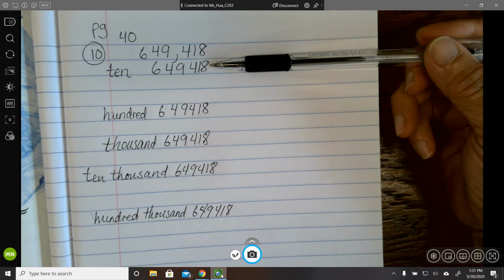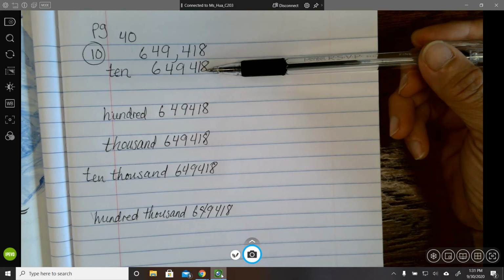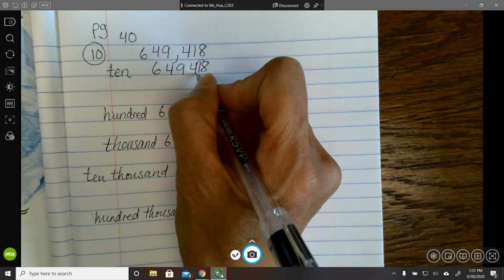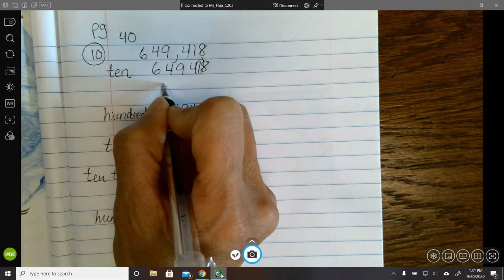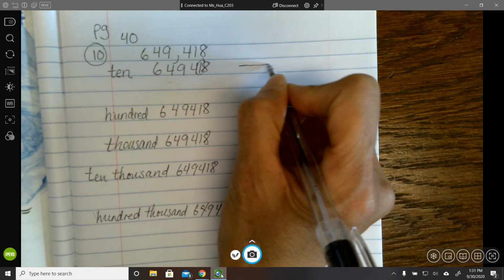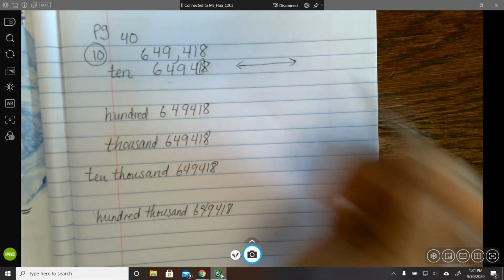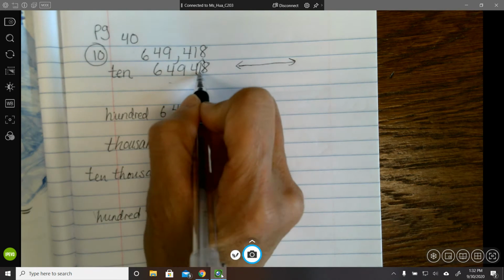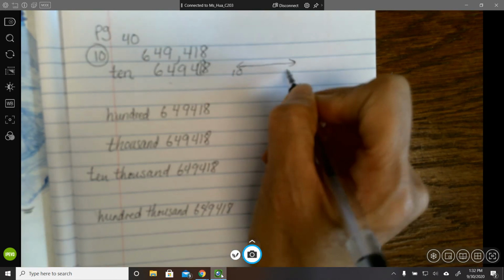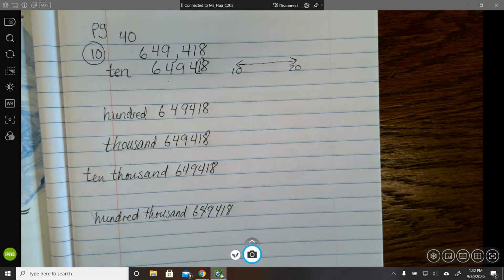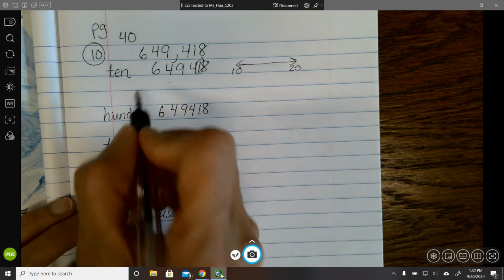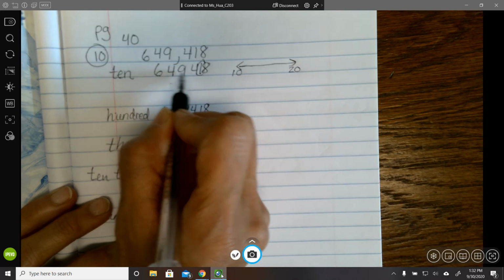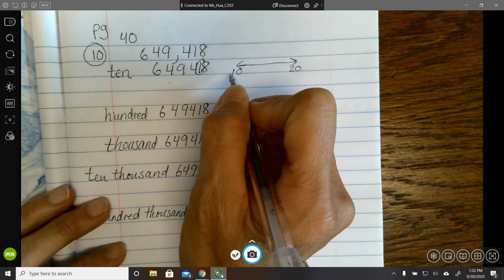So first step, I have to figure out my place value. This is my 1 and this is my 10. So I'm going to circle my 10. Once I circle my 10, I am going to do my number line. I'm going to write down 10. This is between 10 and 20. Well, you say, hey, Miss Hua, you're forgetting a bunch of other numbers. That is true. I forgot a whole string of 649,400 to add on to it.